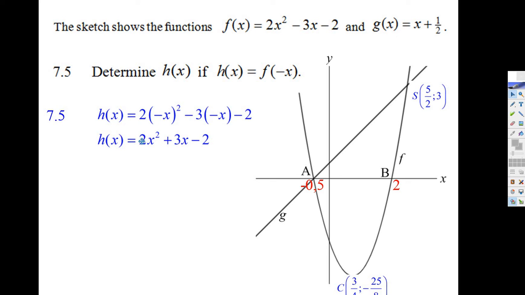Negative 1 squared is just 1, so this is still 2x squared. But minus 3 times minus x is plus 3x. So your new function, h of x, is 2x squared plus 3x minus 2. And there you go. That's how the whole thing works.